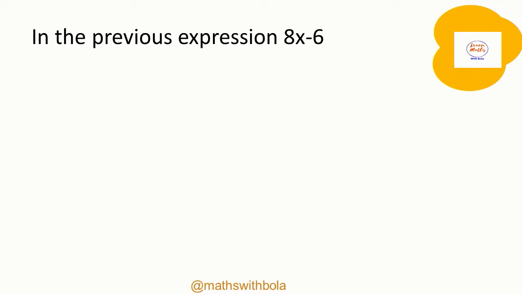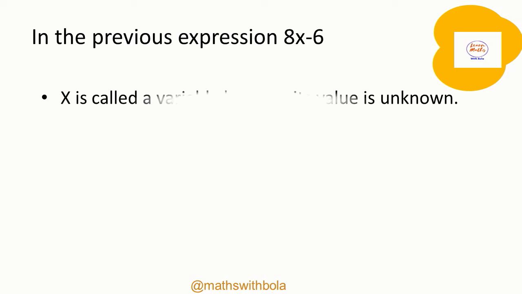Now in the previous expression 8x minus 6, our x is called a variable because its value is unknown, and also because our x can take any value depending on the equation. Now when we turn 8x minus 6 into an equation, let's say 8x minus 6 equals 15, the value of x will be different from if you have 8x minus 6 equals 20. So our x is called a variable because its value is unknown.